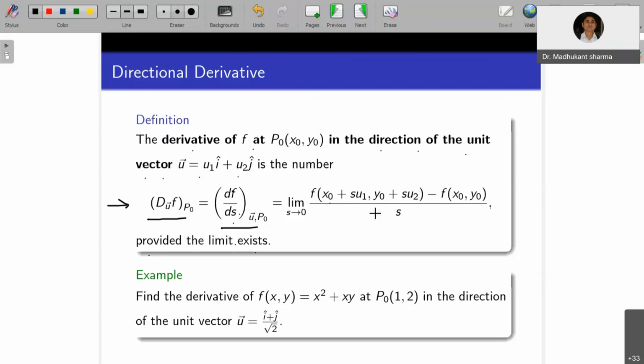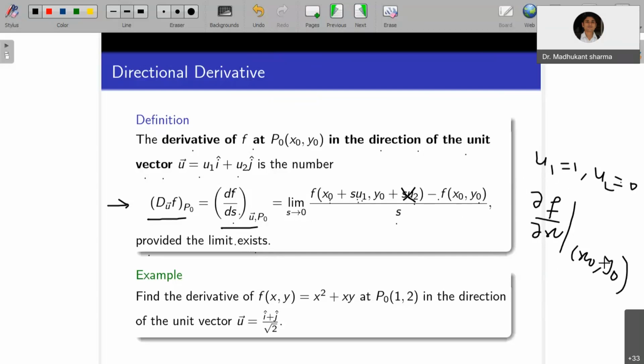Now look at what happens if you put u1 equals 1 and u2 equals 0. What will it lead to? We get the limit as s tends to 0 of f(x naught plus s, y naught) minus f(x naught, y naught), divided by s. It is going to be dou f by dou x at the point (x naught, y naught), meaning the direction is the x direction. Now, if you choose u1 equals 0 and u2 equals 1, you will get dou f by dou y at the point (x naught, y naught). So it preserves all the properties, that's what I'm trying to mention.